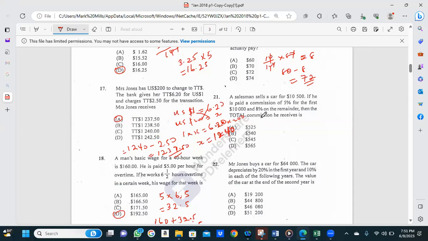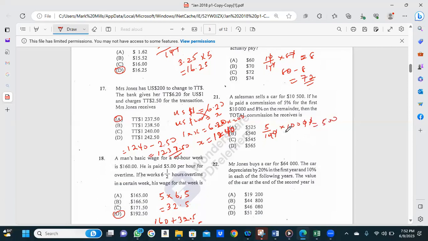How do I find it? So first of all, they say you get 5% for the first $10,000. So that would be 5/100 times the 10,000, right? Which gives me 500. Everybody see that? Yes, sir.